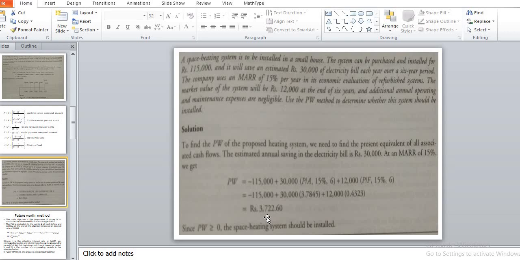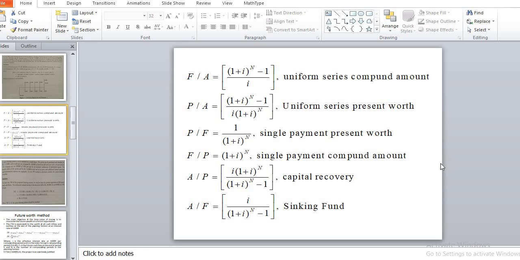So it comes as positive. As this present worth is greater than or equal to 0, we can conclude that this project is justifiable, and the investment is desirable. So the present worth is greater than 0, the investment is desirable, and we consider this investment as a desirable one. So this is the present worth method.